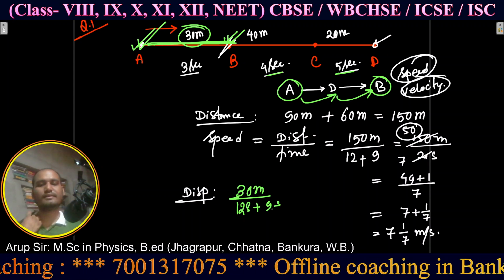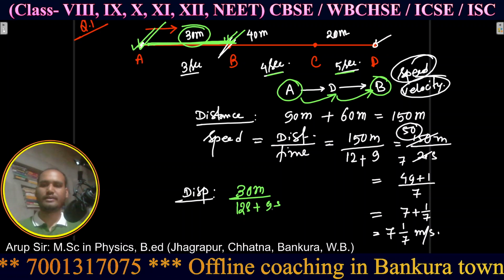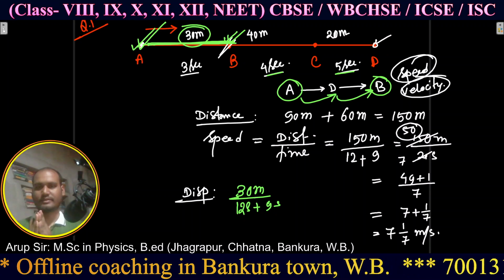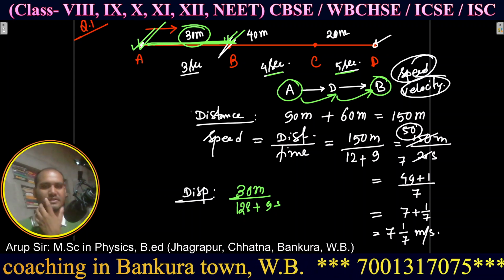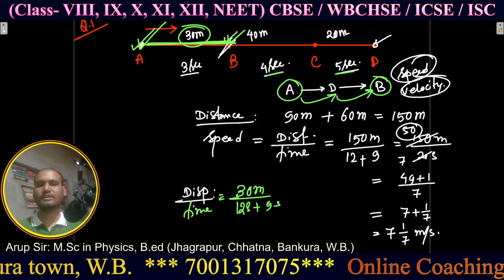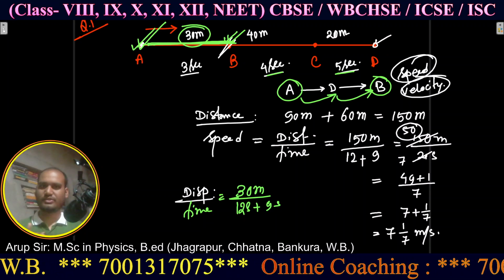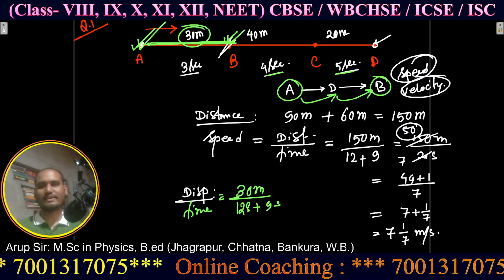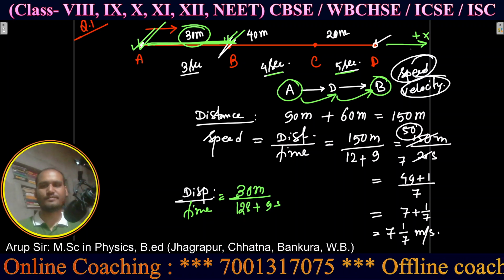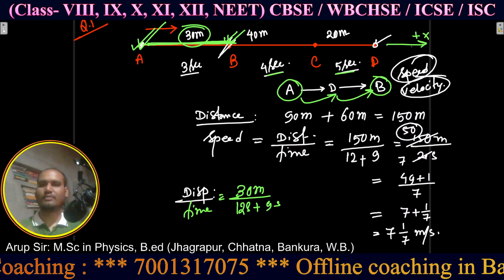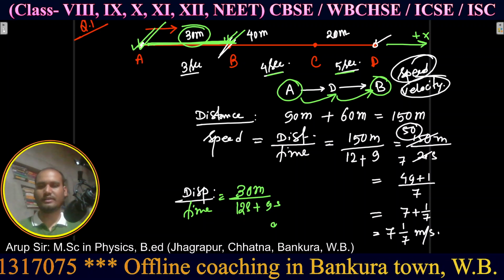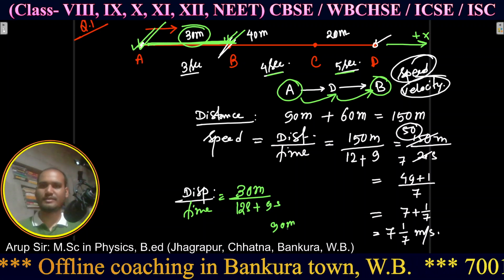Why am I doing this kind of thing? You may ask me that question. Just see the basics. What is the basic of displacement? It depends on direction. Now when it is going to the right-hand side, from A to D, if I take it as the positive x axis, then it is moving along the positive direction, so the value is positive. That means 30 plus 40 plus 20, that is 90 meters. This is 90 meters along the positive x direction.